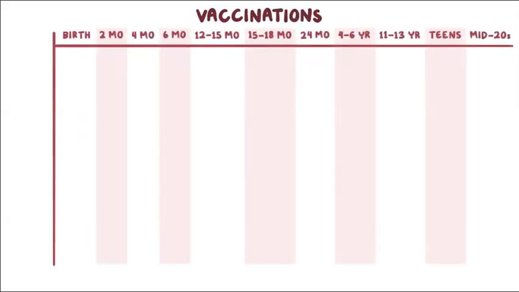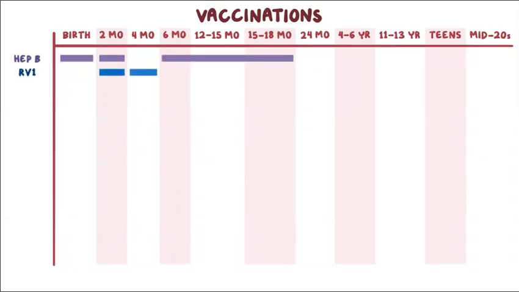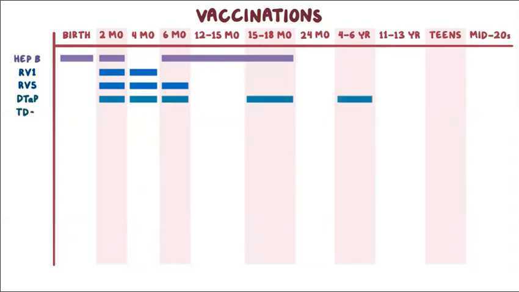Alright, as a quick recap, vaccinations are aimed at preventing potentially lethal infections. Routine vaccinations for most healthy children in the US are hepatitis B, which is usually given at birth, 1 to 2 months, and 6 to 18 months, rotavirus, in which RV1 is given at 2 and 4 months, and RV5 also at 6 months, diphtheria, tetanus, and acellular pertussis, or DTaP, which is given at 2, 4, and 6 months, 15 to 18 months, and 4 to 6 years, Tdap at 11 to 13 years, and Td as a booster every 10 years.